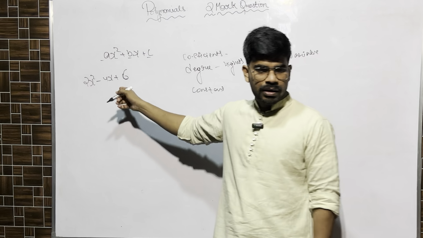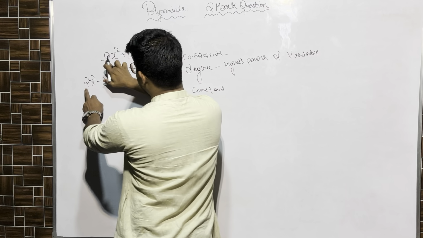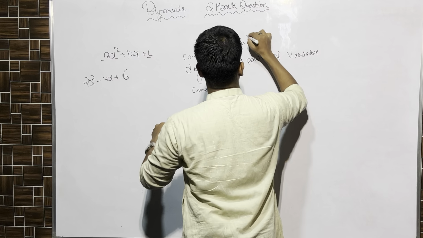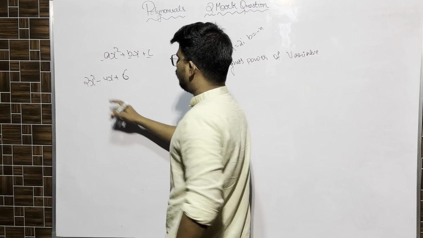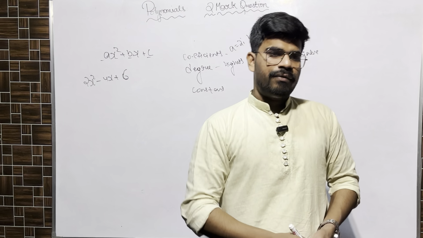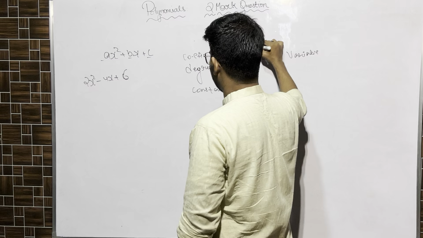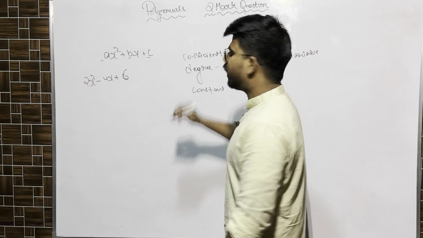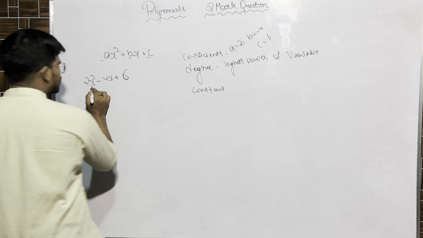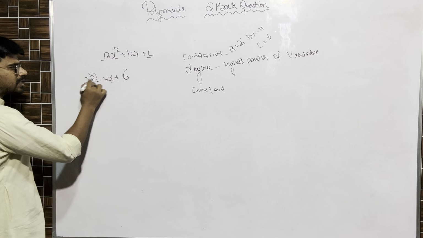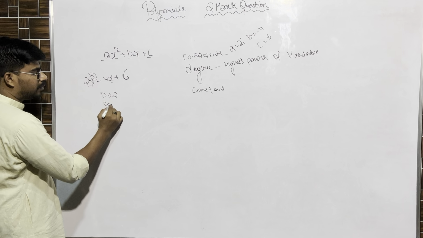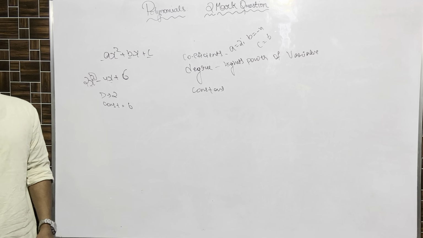What is a? X square's coefficient is a, which is 2. So a is equal to 2. Next, the x coefficient b. The b value is minus 4. We have to consider it along with the sign. If it is plus, we need not mention the plus; if it is minus, we have to put a minus there. Constant term c is 6. We completed the coefficients. What is the degree? We have to check the highest power of the variable. The variable is x and its highest power is 2, so the degree is 2. Next, the constant term is 6. Clear?